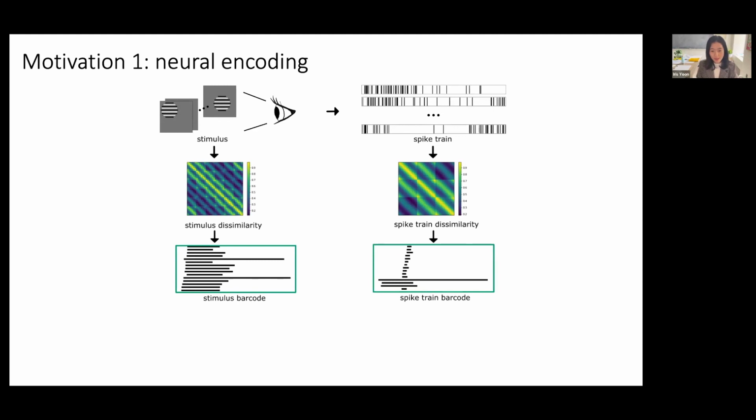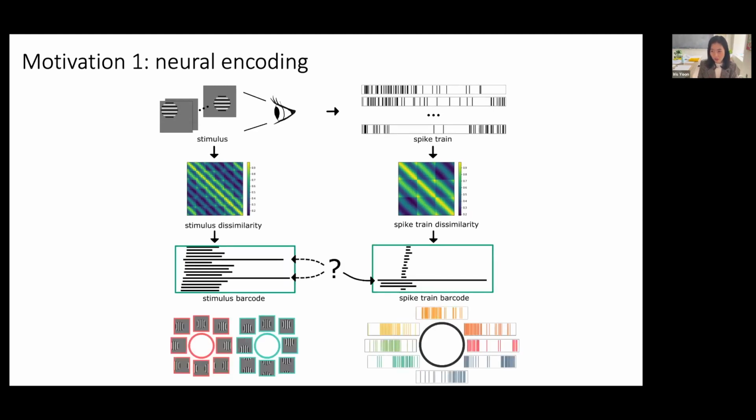Now the question is, how are the circular features in the stimulus space related to the circular features in the spike trains? In this particular example, is the single circular feature among my neural activity picking up one of the circles that are present in the stimulus, or are they independent? Or is the neural activity actually representing some combination of the circles that are present among my stimulus?